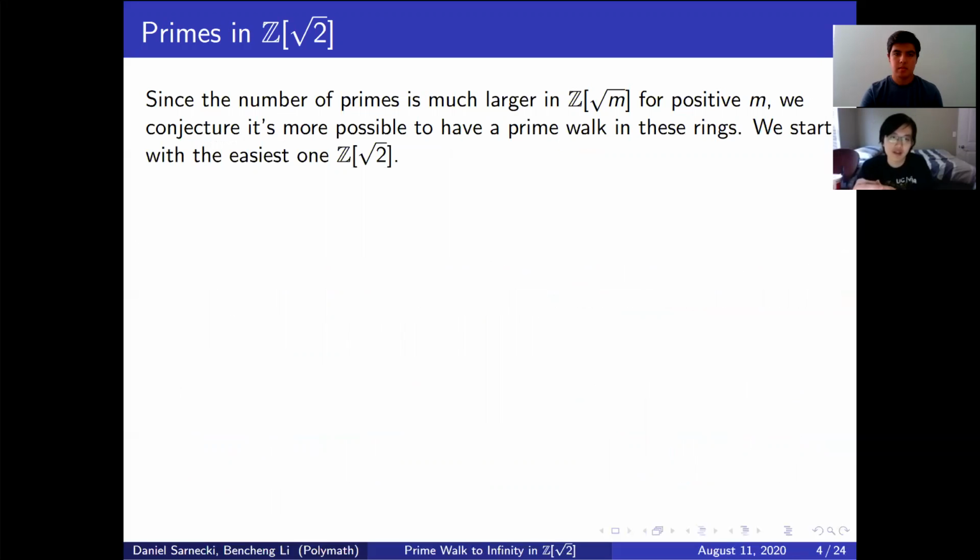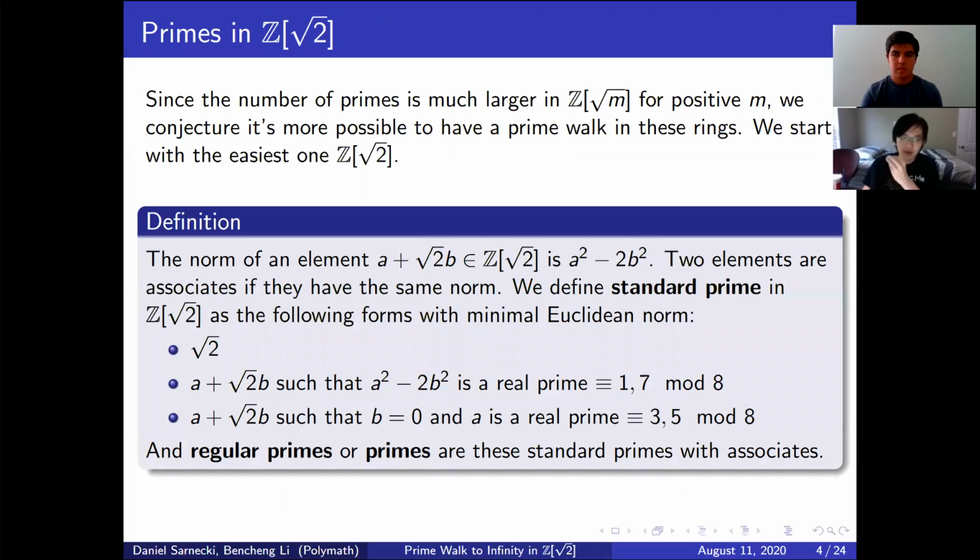We start with the easiest one, Z[√2]. So below are some definitions of elements in this ring. The norm of an element a plus root 2 b is a squared minus 2b squared. And two elements are called associates if they have the same norm. We also define standard primes as the following forms with minimal Euclidean norm: the square root of 2 is a standard prime, and any element whose norm is a real prime congruent to 1 or 7 modulo 8 is also a standard prime, and any element where b is 0 and a is a real prime congruent to 3 or 5 modulo 8 is also a standard prime in this definition.